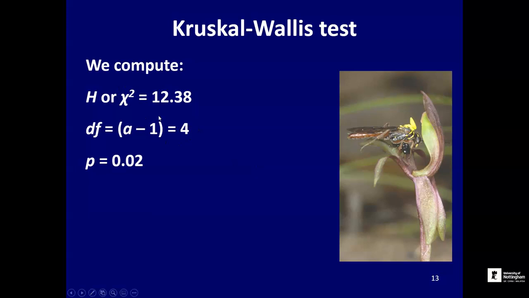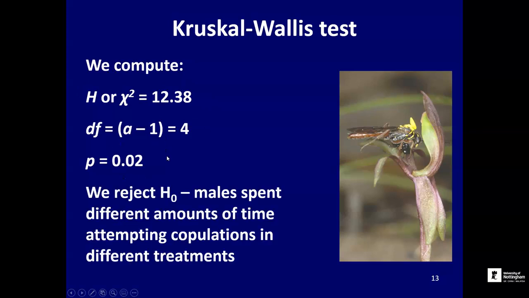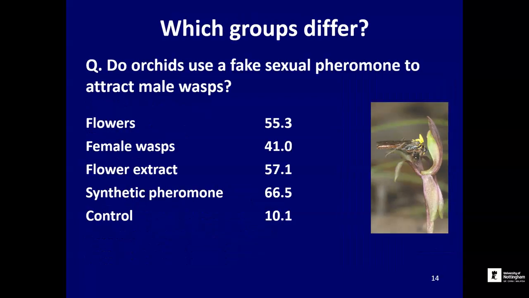The other thing the computer needed to know in order to calculate that p-value was the degrees of freedom, df, which in a Kruskal-Wallis test is just the number of groups minus 1. There were 5 groups in the experiment, 5 treatments, so degrees of freedom is 4. So when you write this up in a report, a practical report or your project, you would quote the test statistic, degrees of freedom and the p-value, and from all of that we would conclude that there is a significant difference among the treatments. So we reject the null hypothesis and conclude that the males do indeed spend different amounts of time trying to copulate with the different treatments.